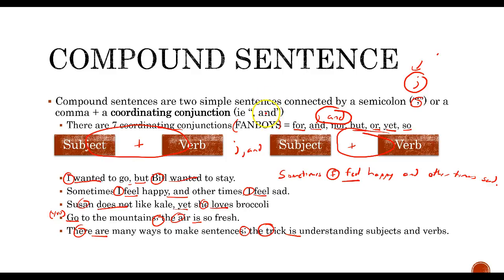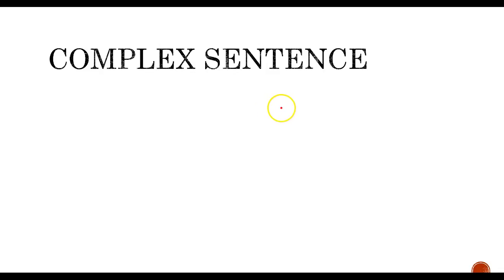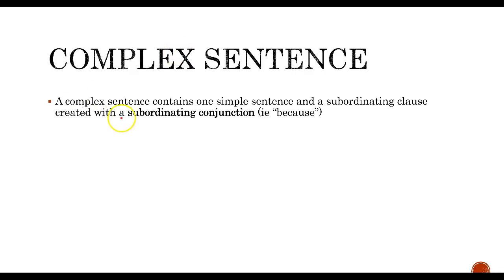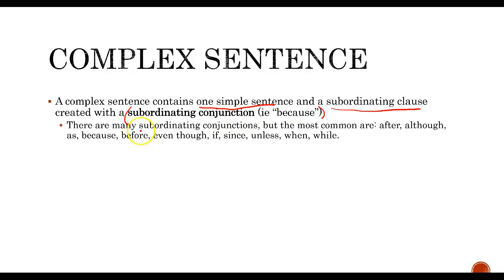Let's take a look at the next type of sentence, the complex sentence. Sounds very complicated. It's actually not too complicated. The complex sentence contains one simple sentence and a subordinating clause created with a subordinating conjunction, such as because. There are many different types of subordinating conjunctions, and these are the words you use to make complex sentences. In the same way you use coordinating conjunctions to make compound sentences, such as any of the FANBOYS ones, you use subordinating conjunctions to make complex sentences.